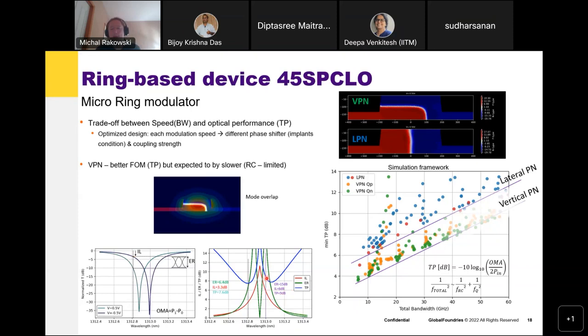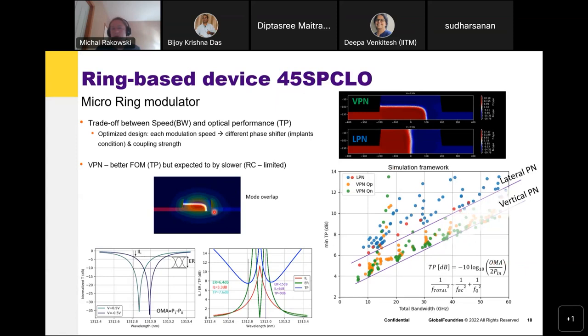So in this graph, what I want to show you is the performance improvement between different types of junction. You can get probably one or over 2 dB improvement in the transmitter penalty, which means pretty much directly OMA, between those two junctions. However, there is of course the drawback with the VPN, with the larger depletion, which we actually want in order to better interact with the mode.